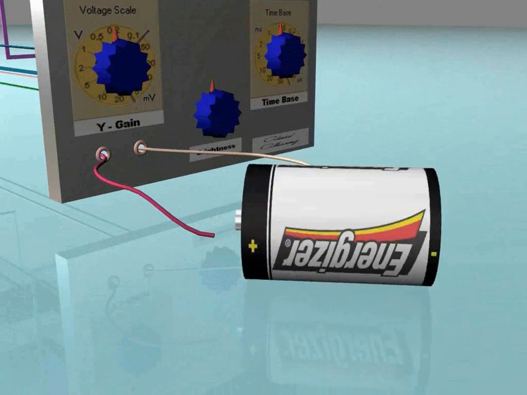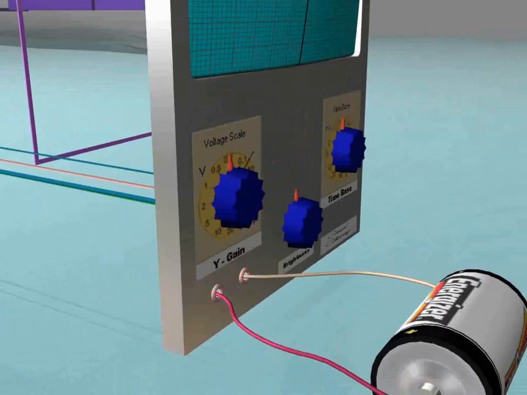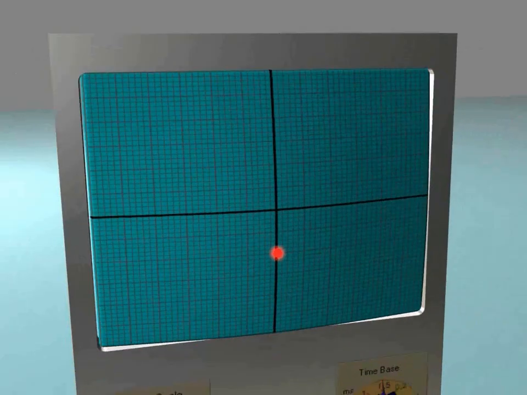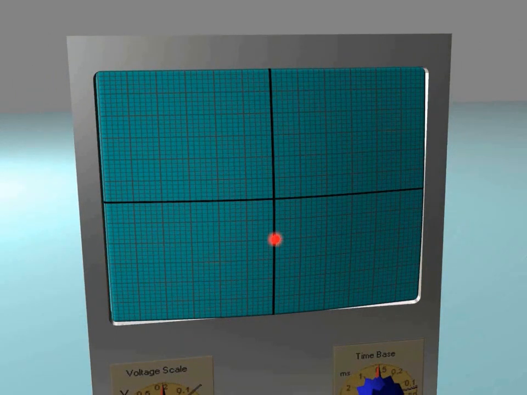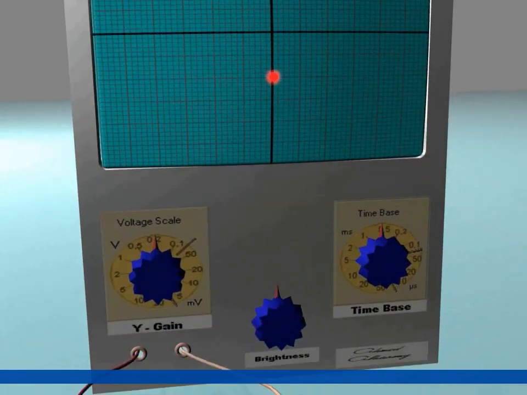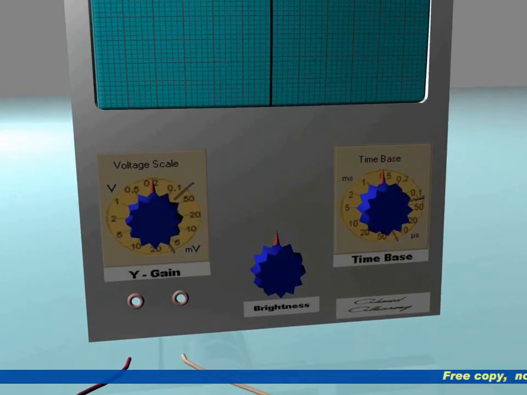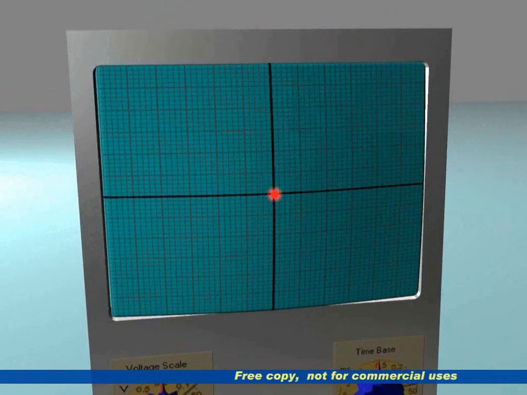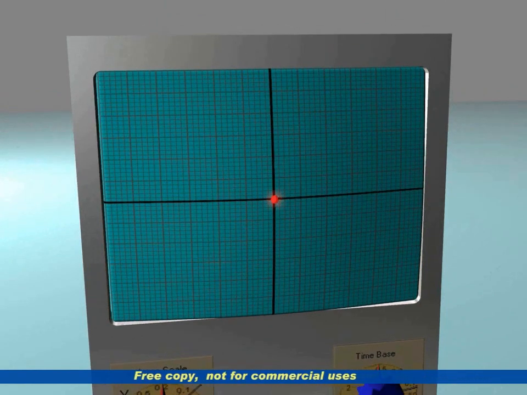For more understanding, now reverse the connection of the DC battery. The plates will reverse their potential and the beam will be deflected downwards. This appears on the screen as a spot that is lower in position than the center of the screen. Remember that if the battery is removed and no signal is applied to the Y input, the bright spot will return to the center of the screen.